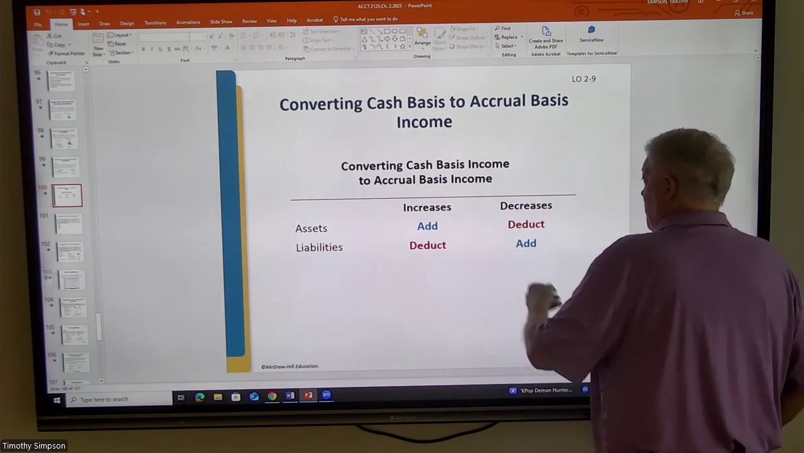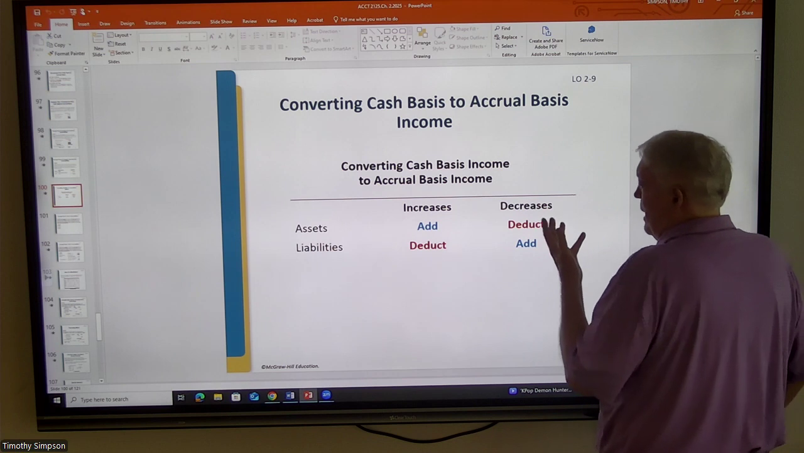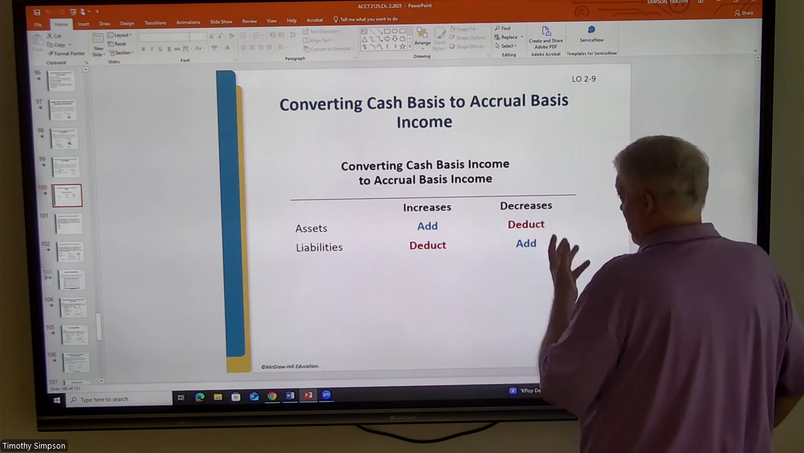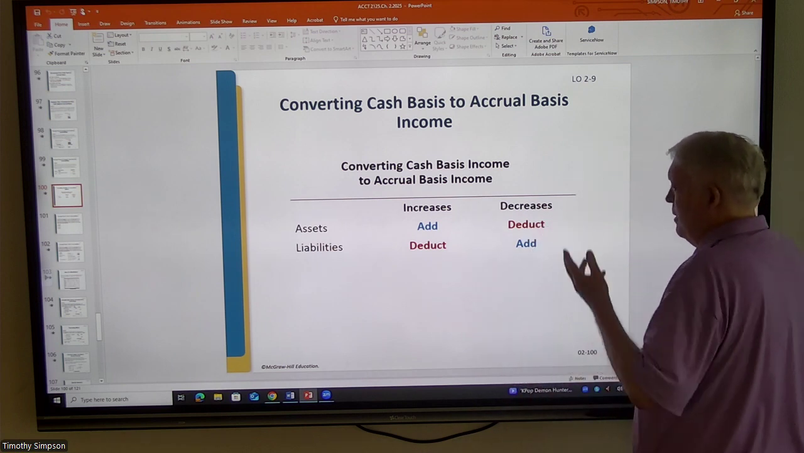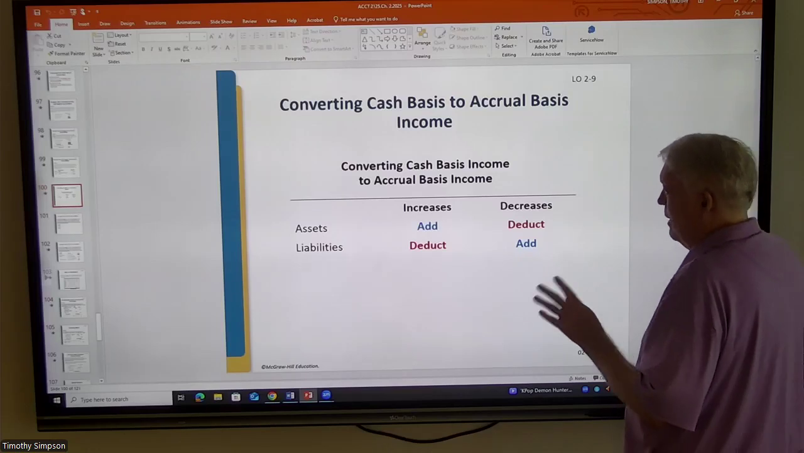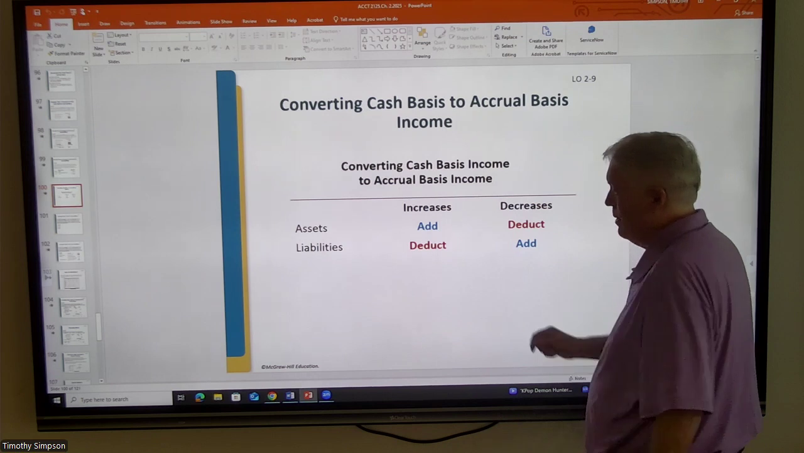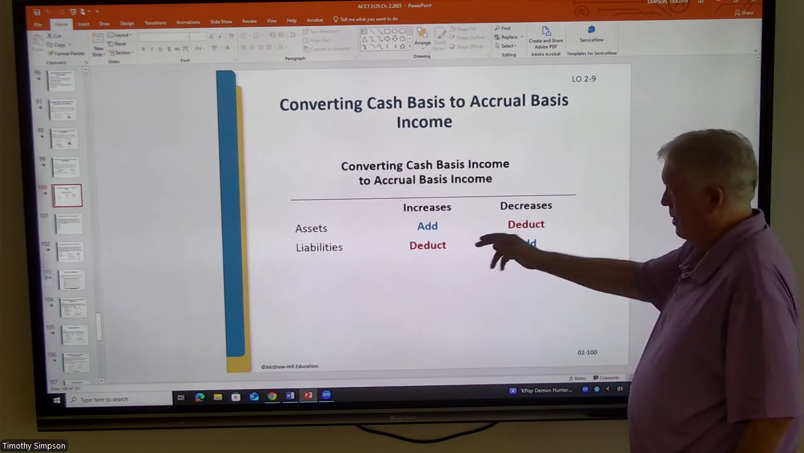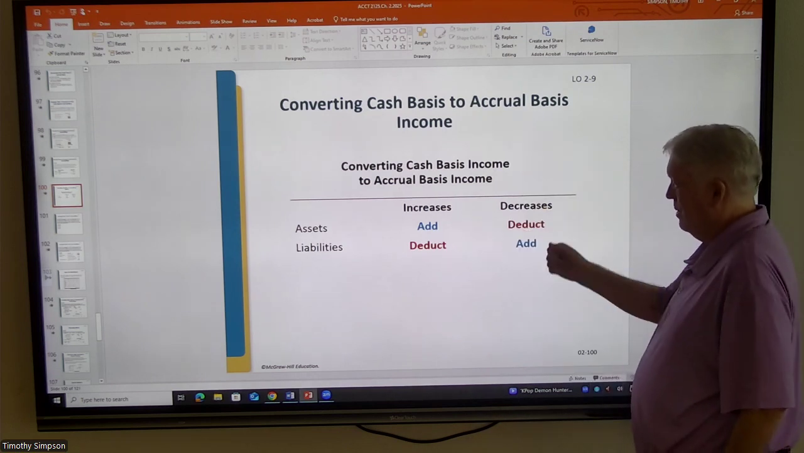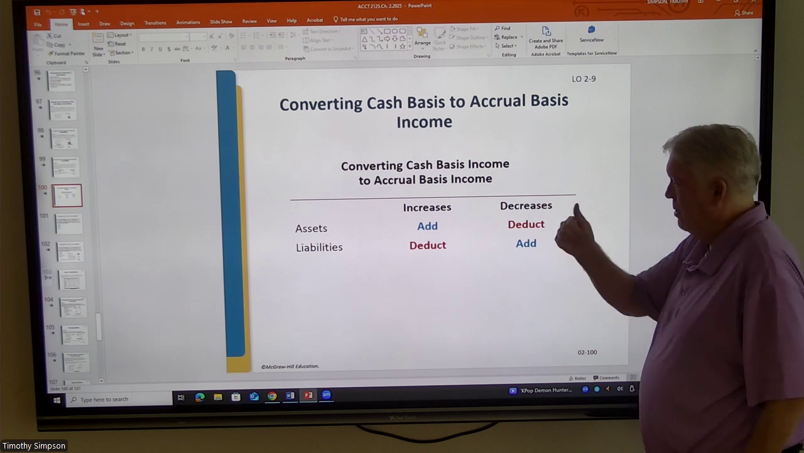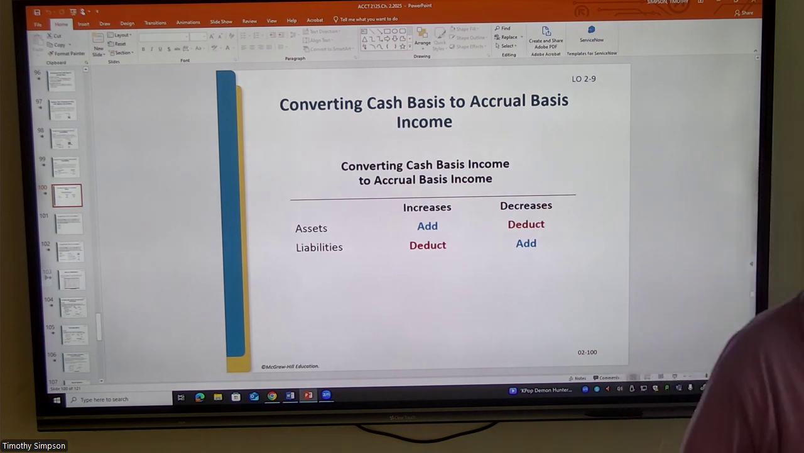So if these assets are increasing during the year, we're going to add from cash basis to accrual. If they decrease, we're going to deduct them. And because assets and liabilities are really opposite one another, we just simply flip the script when it comes to liabilities. Increasing liabilities, we deduct from cash basis to accrual basis, and we add when it comes to a decrease in liabilities.